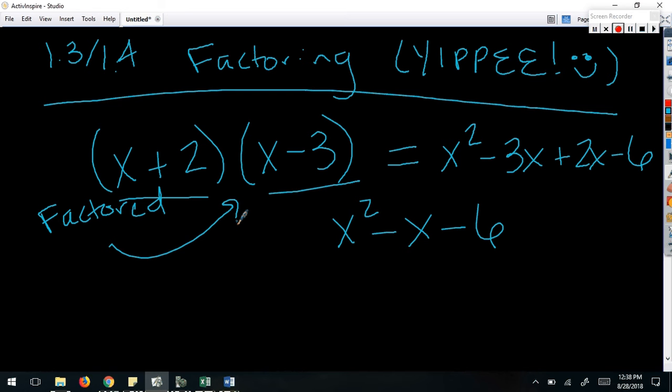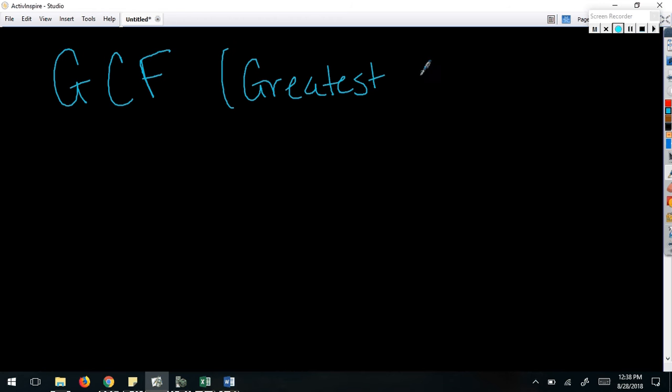All right. So there are several different methods of factoring. I need to talk to you about some terminology first, then we'll jump into it. Probably the most important term in factoring is called the greatest common factor. Tell me what that means.